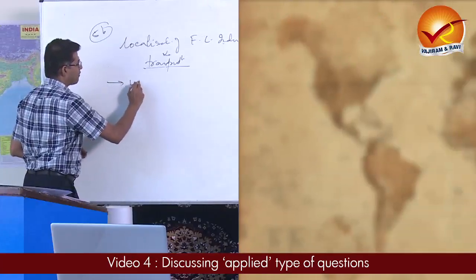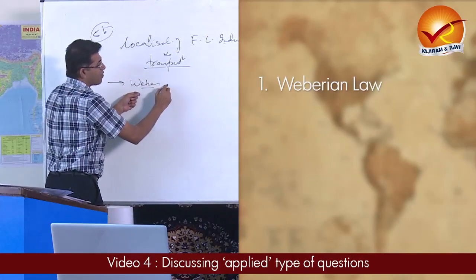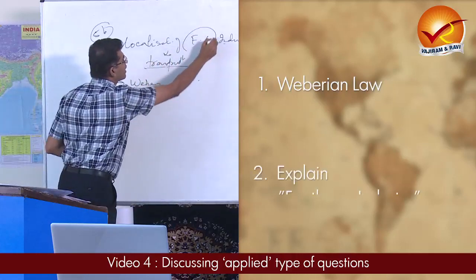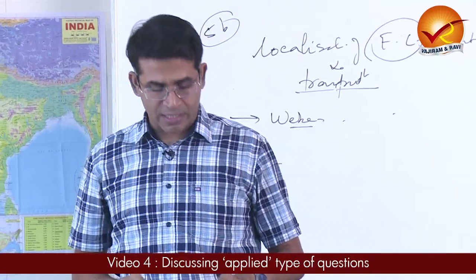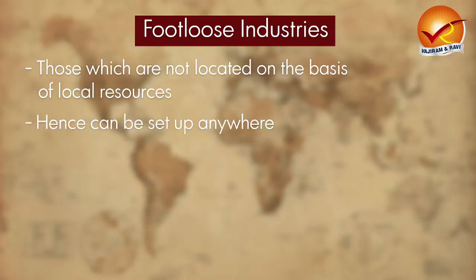The first paragraph, as I said, is a quick introduction from the Weberian law. In the second paragraph, you need to explain what a footloose industry is. A footloose industry is an industry that is not bounded by local raw material, that is not using the local resources, and hence it can be set up anywhere.